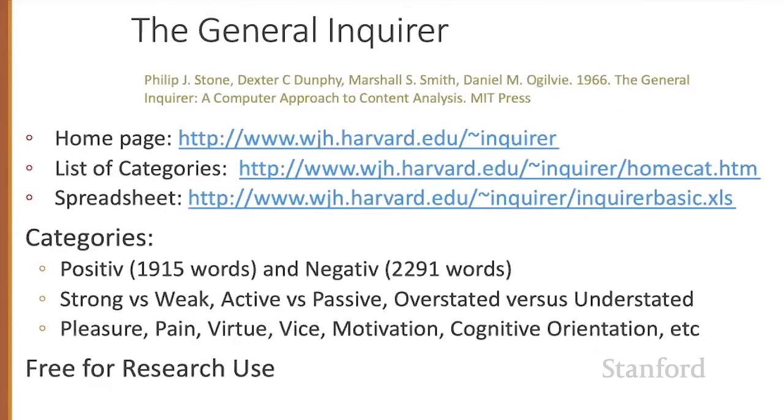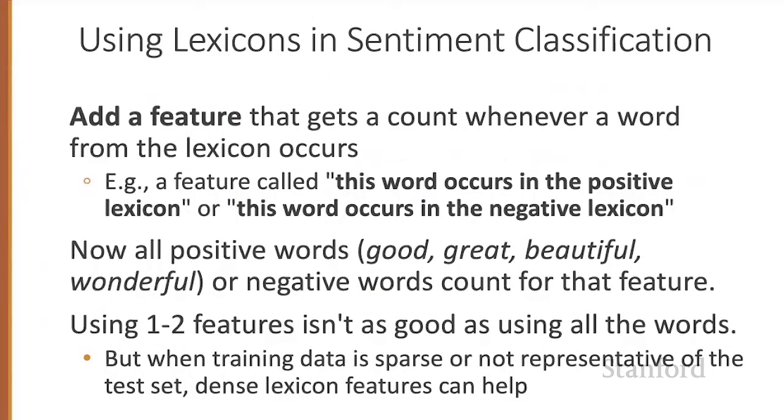Or the General Inquirer, another early lexicon dating from the 60s, has a list of positive and negative words, and lots of other lists of words, active versus passive, or pleasure or pain, or strong, weak words. The way we use lexicons in sentiment classification is to add a new feature that gets a count whenever a word from the lexicon occurs.